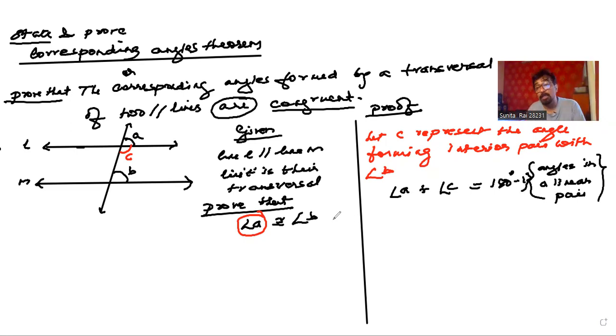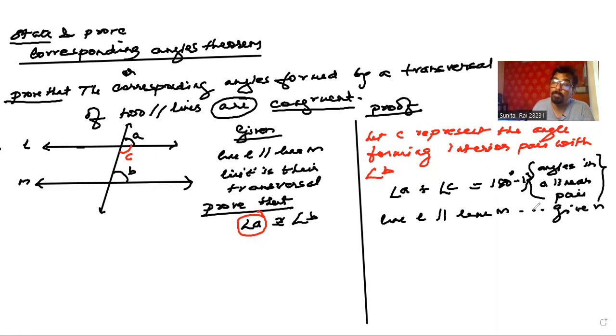Now look here. A is done, now I have to bring B into some property. We have learned the lines are given parallel. When the lines are parallel, we know interior angles are supplementary. If I use that property, B will be caught. So line L parallel to line N is given. Therefore, angle B plus angle C is equal to 180 degrees. Statement number 2. Reason: by interior angles theorem.